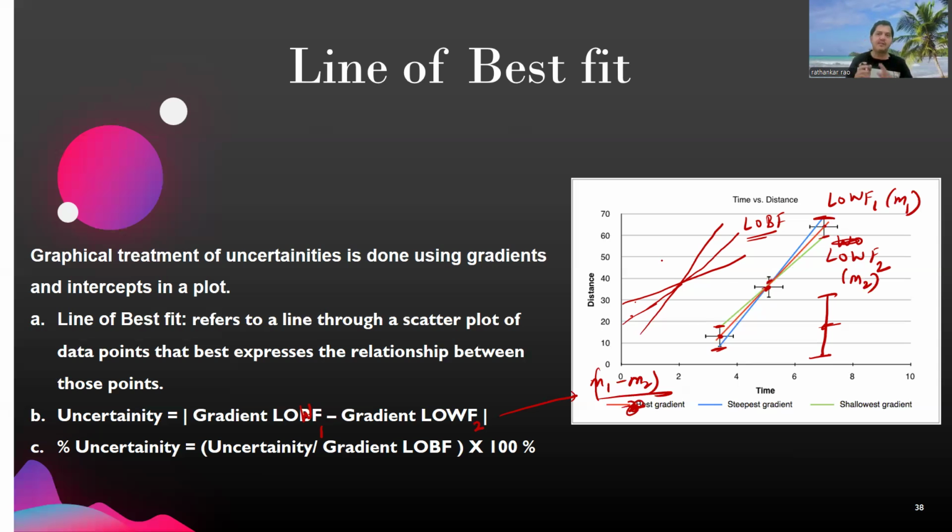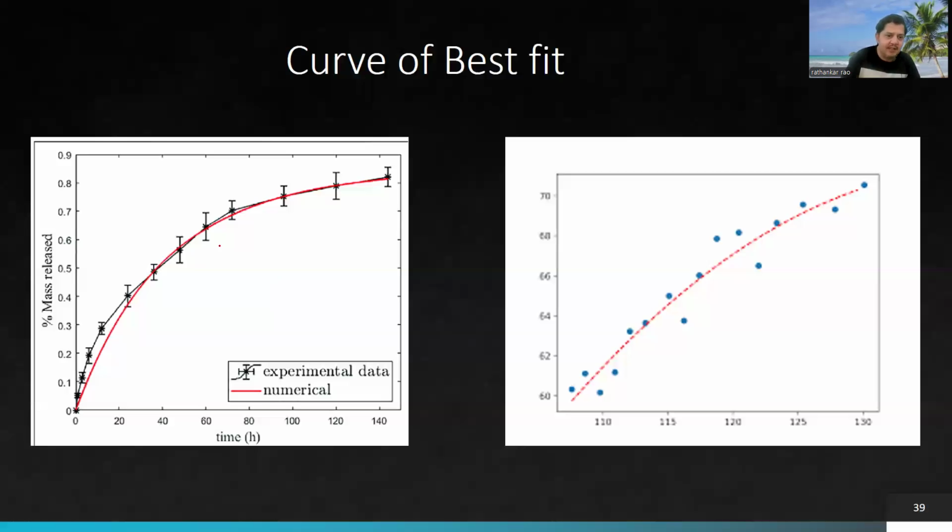In most of the papers that you see, the moment a graph is given, they will ask you to write down the LOBF. So you have the error bars given like this. You need to take the midpoints and, as much as possible, draw a smooth curve like this. When I say a line of best fit, it doesn't mean it should always be a straight line. Never draw a line like this. Here, for example, it is a curve of best fit.